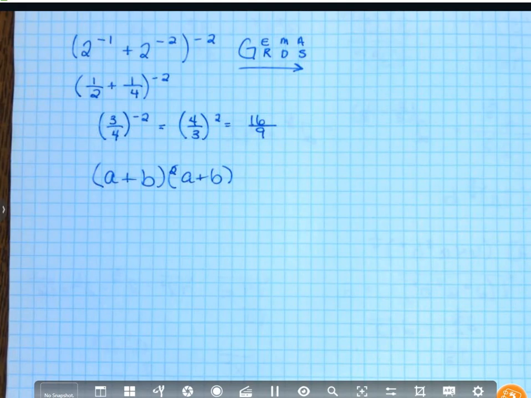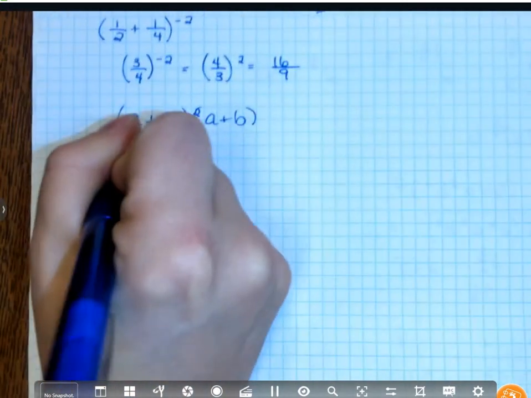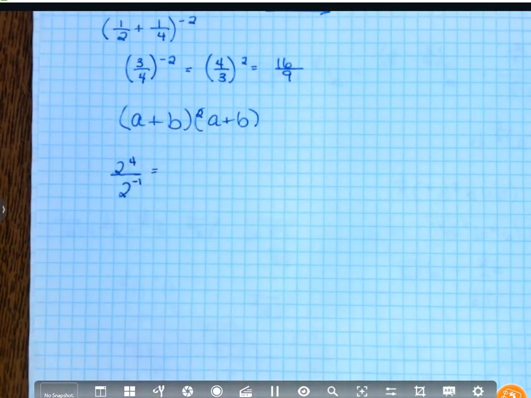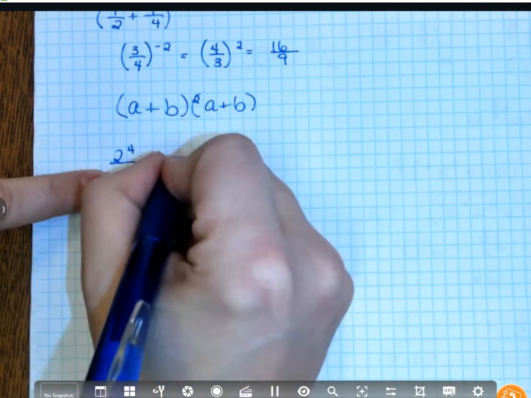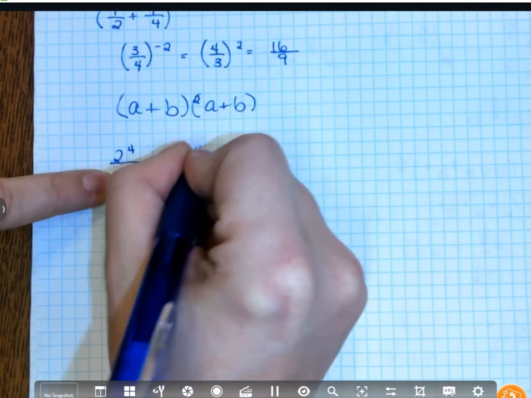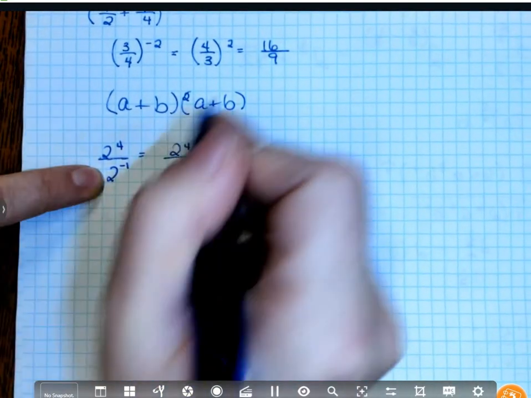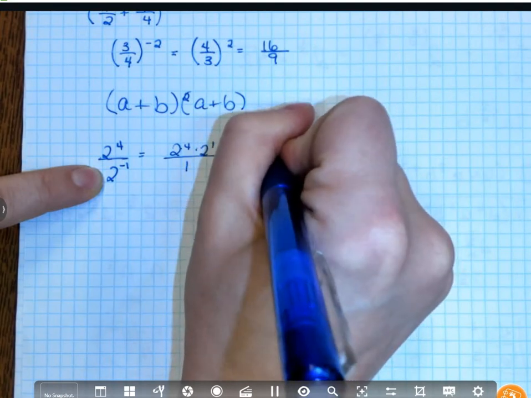Just kidding. Which one? 23. Sure. For 23, there's a lot of different ways that you can think about this. 2 to the 4th, 2 to the negative 1. It really depends upon how you see it. Some people go, ooh, negative, and so they move that immediately up to the top to make it 2 to the positive 1. And therefore, 2 to the 4th times 2 to the 1 is 2 to the 5th.